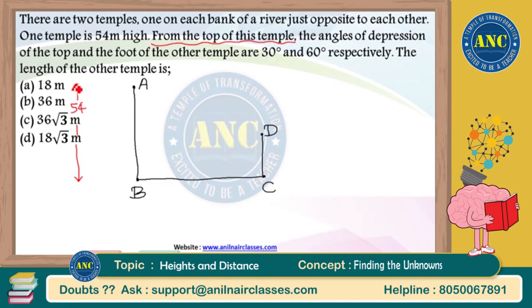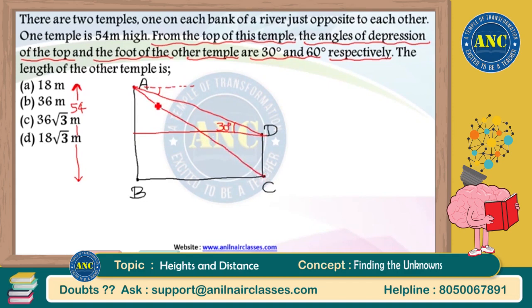which you are considering as 54 meter, that means from A, the angles of depression of the top and foot of the other temple are 30 degree and 60 degree respectively. The angle of depression of the top of the other temple, this particular angle, is 30 degrees. Next, the angle of depression of the foot of the other temple, this particular angle, is 60 degrees.